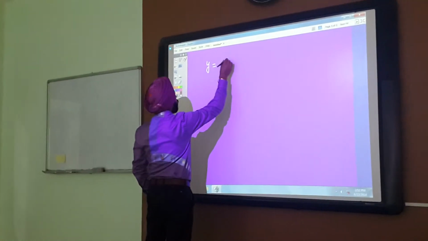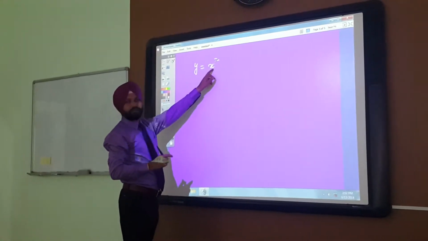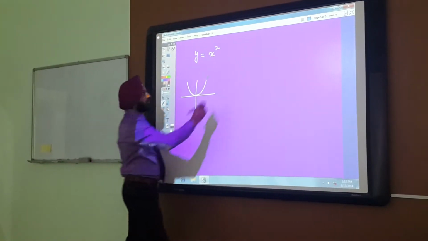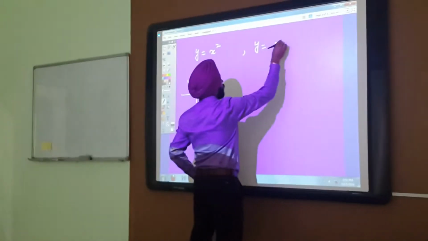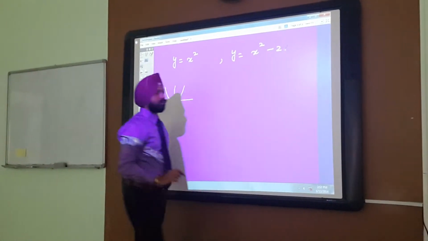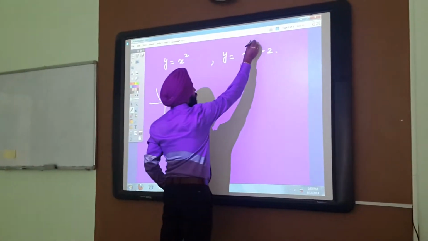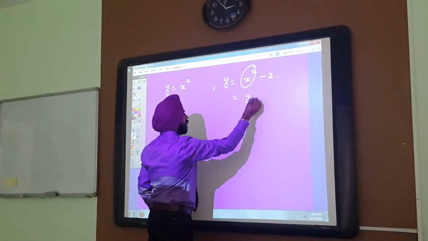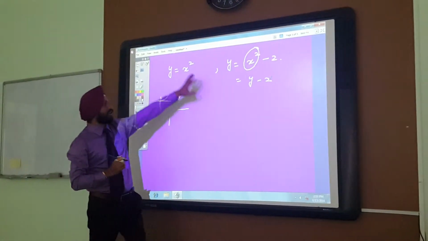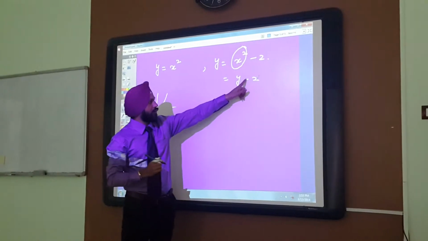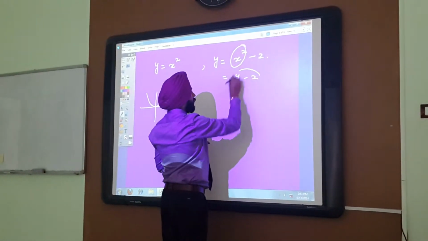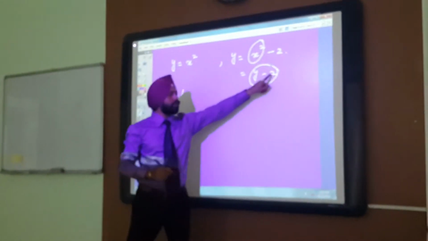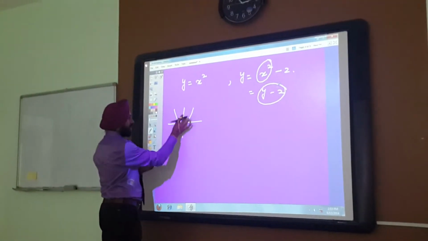Same, if you change y, now my y is equal to x square. So the curve is this. When y becomes x square minus 2, now this is the original y. So my new y is y minus 2 or not? Because x square is y. It means y minus 2. So y minus 2, it means what will happen? The curve will go down. How much? 2 units. This is vertical stretch.